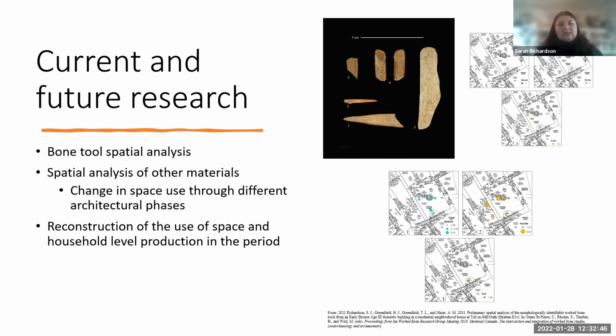So bone tools were used for weaving, for leather working, for a number of other things. So we know for a fact that at Safi, during the early bronze, pottery wasn't made at the household level. But what I'm hoping to see is whether through the tool assemblages, if we can see any sort of household level of production. Is there weaving? Is there leatherworking? Is there painting, etc.?